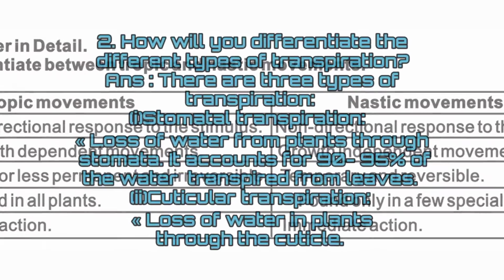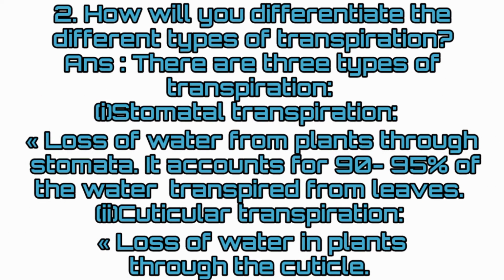Second question: how will you differentiate the different types of transpiration? Answer: there are three types of transpiration. Stomatal transpiration: loss of water from plants through stomata. It accounts for 90 to 95% of the water transpired from leaves.